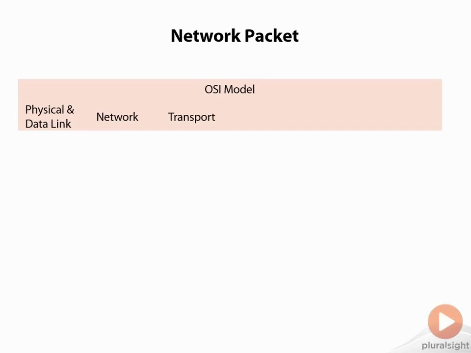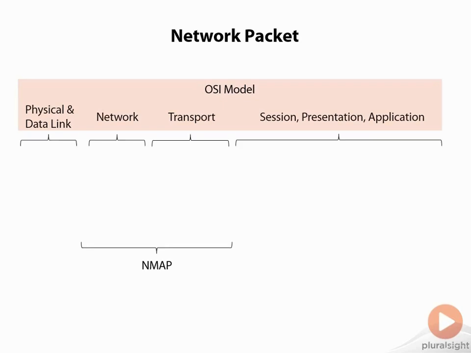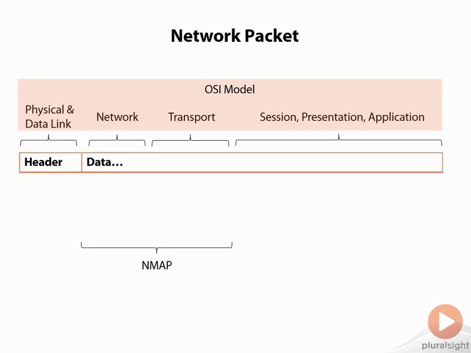All network packets are constructed as a series of nested envelopes, or like a stack of Russian dolls. According to the OSI model, the outermost envelopes are the physical and data link layers. Next come the network and transport layers, and finally, the session, presentation, and application layers. Nmap operates at the network and transport layers, so we'll be focusing our discussion on just those two layers. If you're interested in learning more about the other layers, Wikipedia is a good place to start.